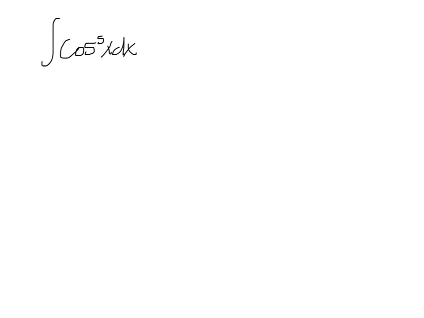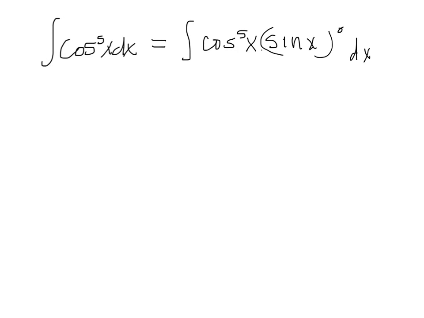We're going to look at how to integrate odd powers of cosine, so when we don't have an odd power of sine. So here we have the integral of cosine to the fifth of x dx, and you could think of this as cosine to the fifth of x times sine of x to the 0, right, because that would just be 1. So this works anytime you have even powers of sine.